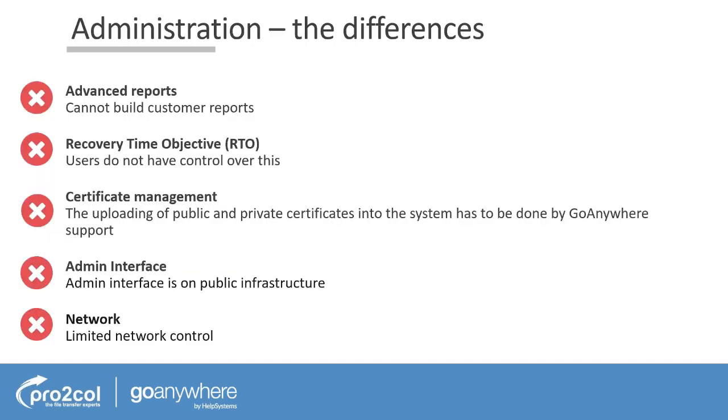On a more practical note, there are a few things that are just worth flagging. Reporting. All of our customers use reporting, and reporting is absolutely available in GoAnywhere as a service, but you can't build advanced reports, custom reports. So just bear that in mind.